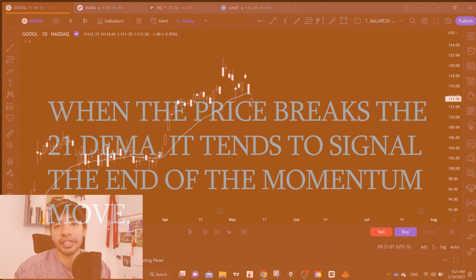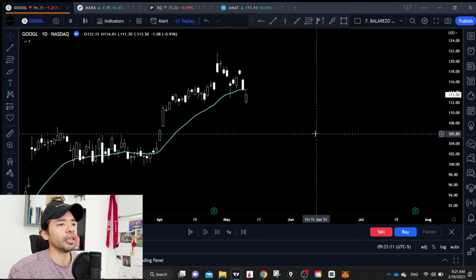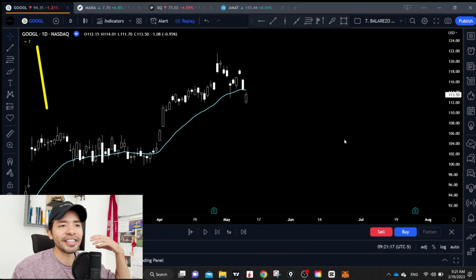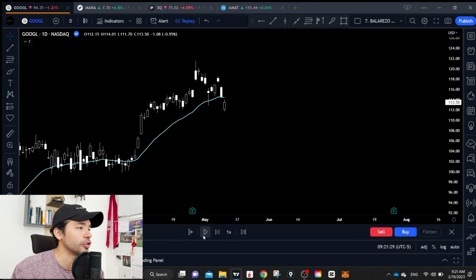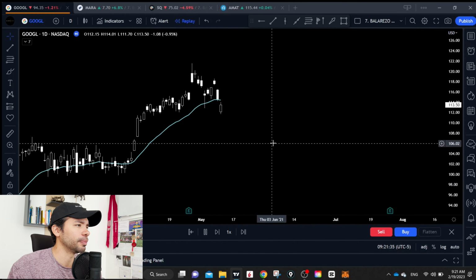And the first example that we're going to cover is going to be on Google. So as you can see here, I have Google right here on my charts. And what we're going to cover in Google is actually we're going to see what the interaction between the price and that 21 exponential moving average is. So let me just grab some of my tools here, and let's just hit play so that we can actually see what the interaction between the 21 exponential moving average and Google is.